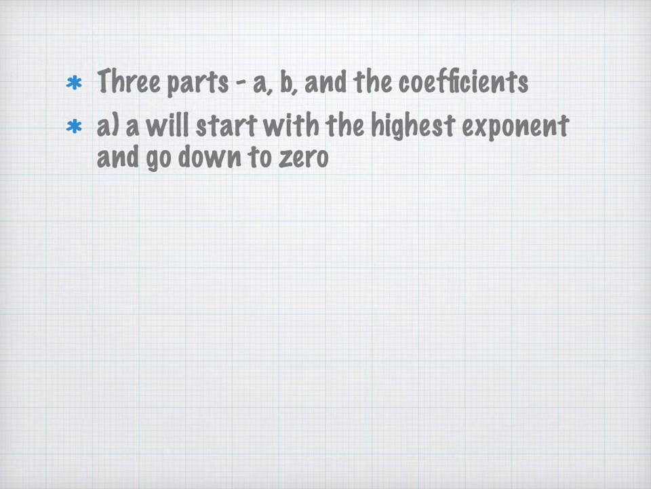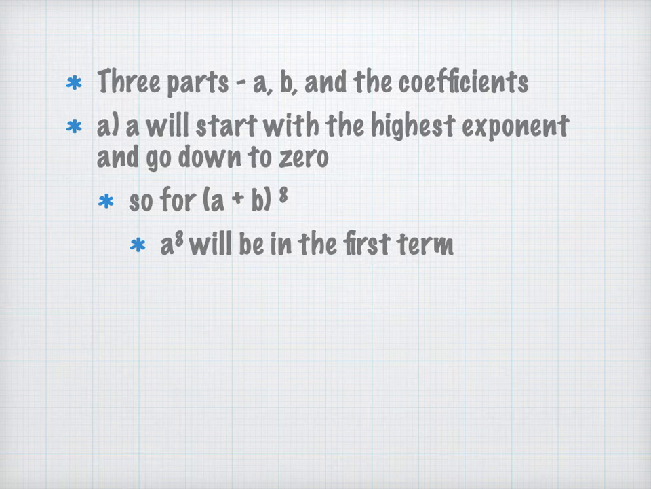Now, when you do this, a will start with the highest exponent and go down to 0. So the first term, a will have the highest exponent. So for example, if we're doing a plus b to the 8th, and I'm using a large one just because it's big, and this works well for big ones that are hard to do any other way. The first term will have an a to the 8th in it, okay, because 8 is the highest exponent. The first term will have a to the 8th in it.